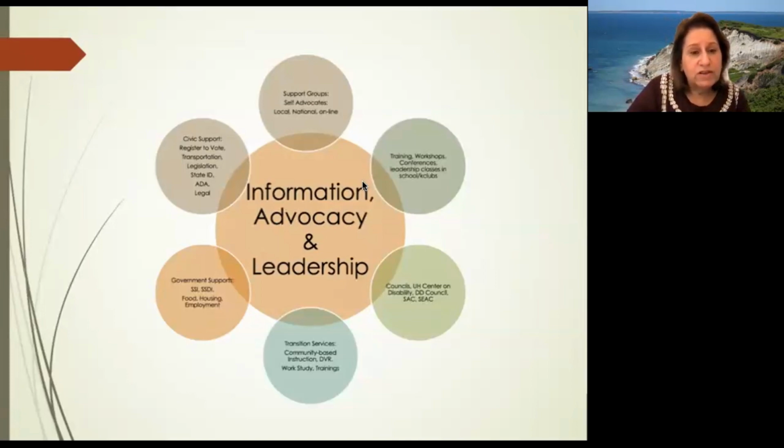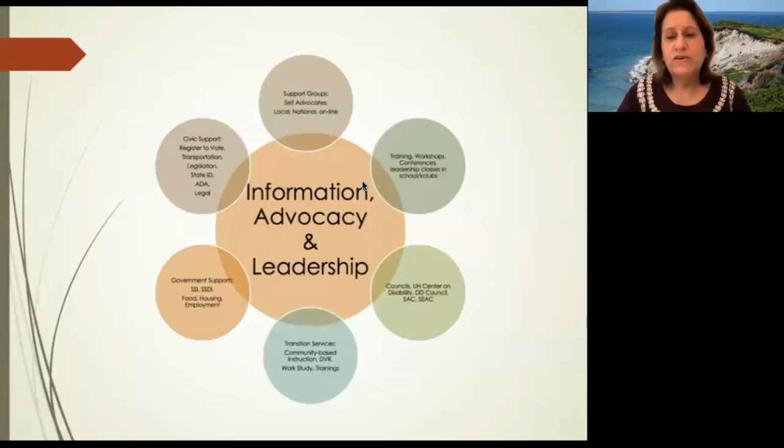Let's see, what else? Government supports. Does your child qualify for Social Security income or disability income? What about food, housing, and employment as they get closer to transition? What about registering to vote, legislation? How do they get a state ID? And how does transition services happen? What about guardianship? There's all this information that's very helpful for you and your child.